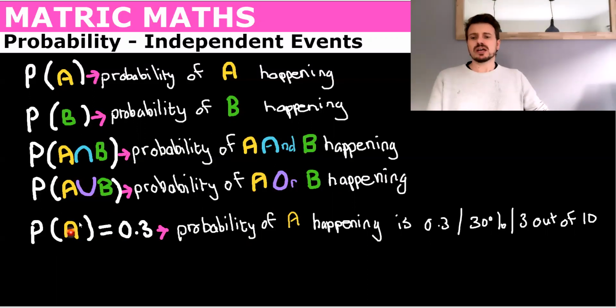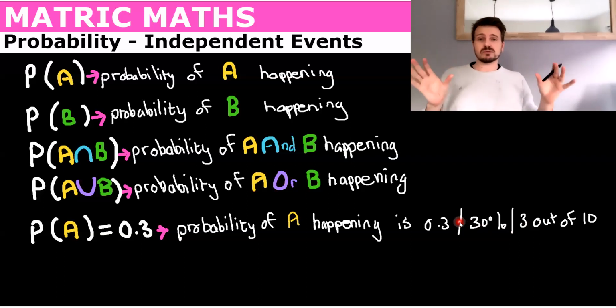And then if you see probability of A equals 0.3, what that means is the probability of A happening is 0.3, 30%, 3 out of 10, all basically means 0.3 out of 1. So probability is always from 0 to 1. It's a number between 0 and 1. And so when you see 0.3, that means a 30% chance. We'll look at that a bit further.